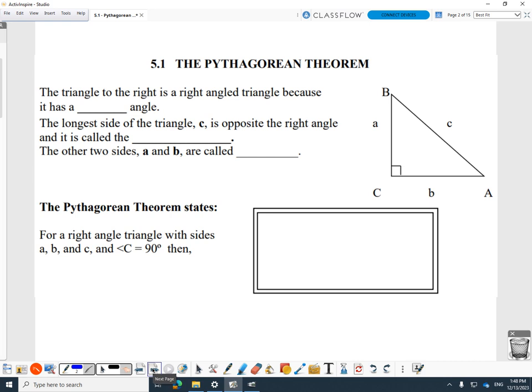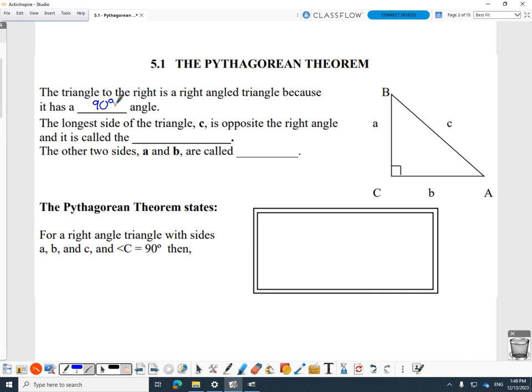You ready? The Pythagorean theorem. The triangle to the right is a right-angled triangle. The music's still playing. There we go. Because it has a, well, I could write "right" in there, but I'm not going to. I'm going to try and be more helpful than that. Because it has a 90-degree angle. And we indicate 90 degrees by this symbol here.